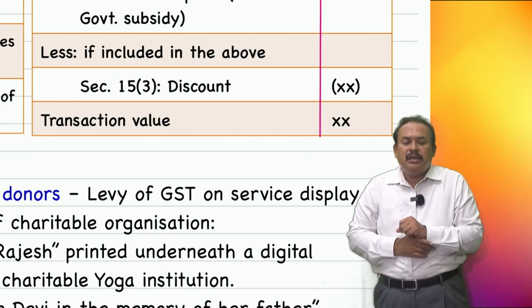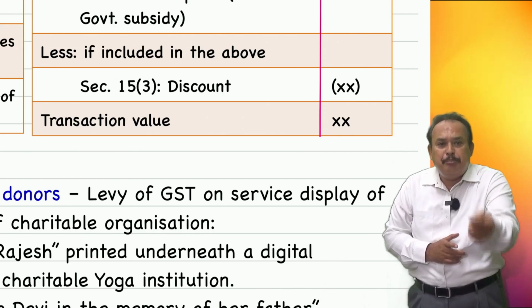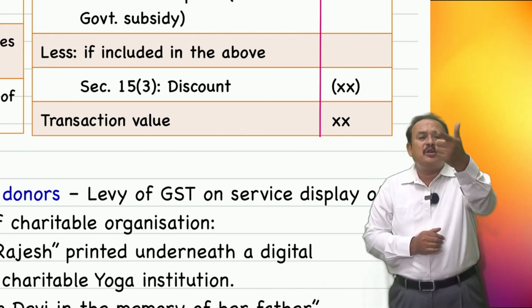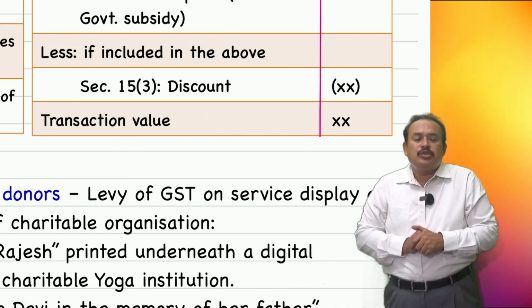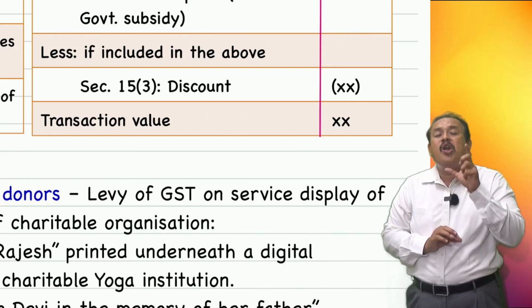Buyer within 30 days from the date of invoice, he paid to me. Then obviously I have to give the discount or not? 10,000. So here this discount of rupees 10,000 is allowable as deduction.